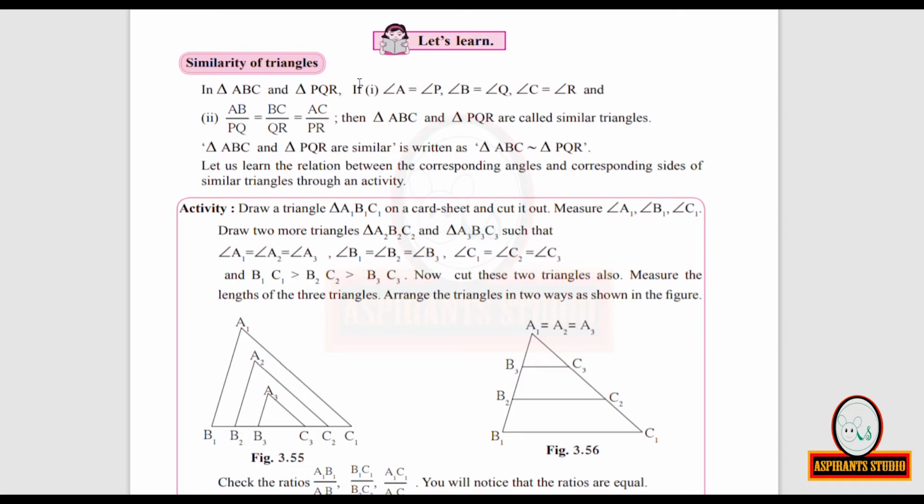Triangle ABC and triangle PQR are similar is written as triangle ABC is similar to triangle PQR. Look at the symbol of similarity. Let us learn the relation between the corresponding angles and corresponding sides of similar triangles through an activity.